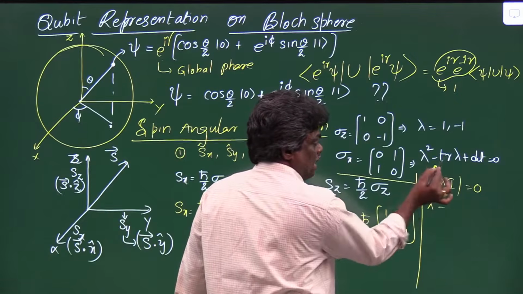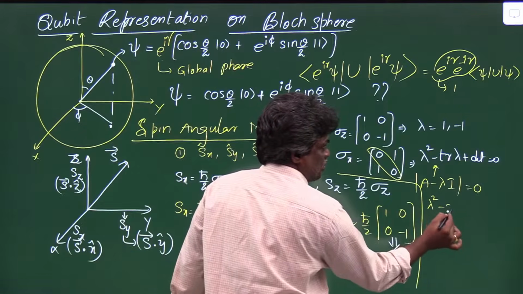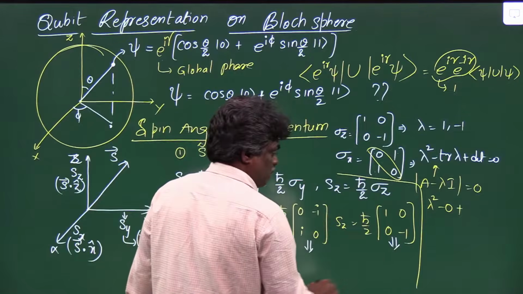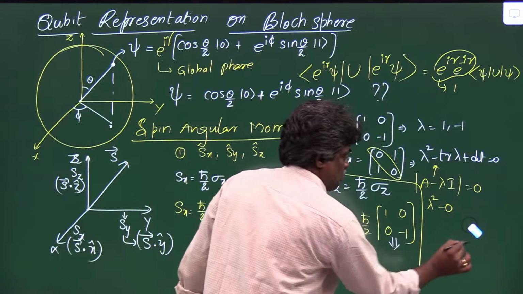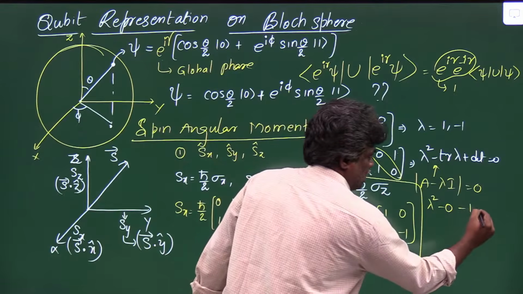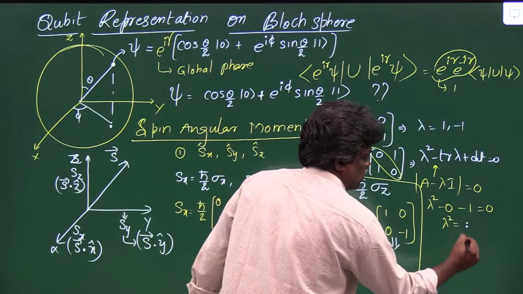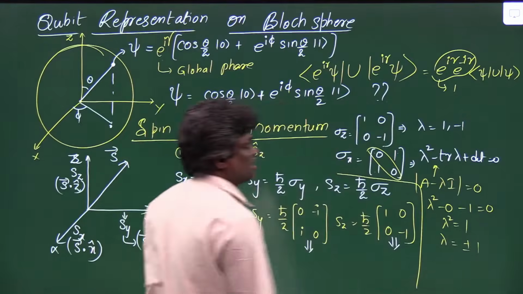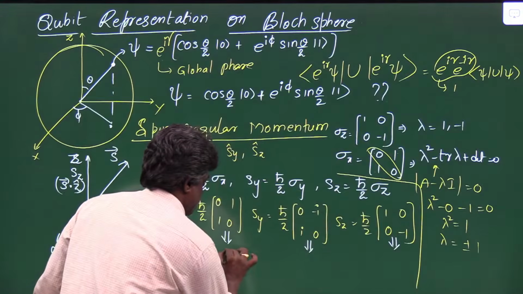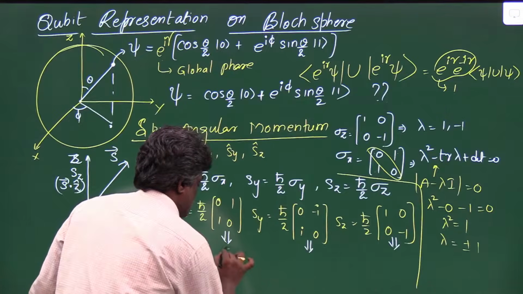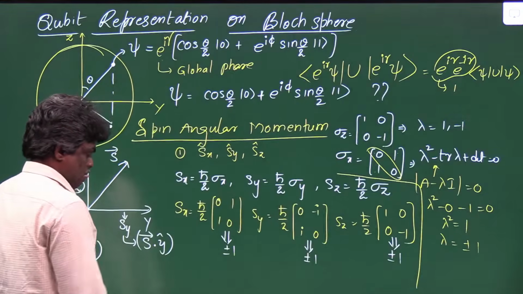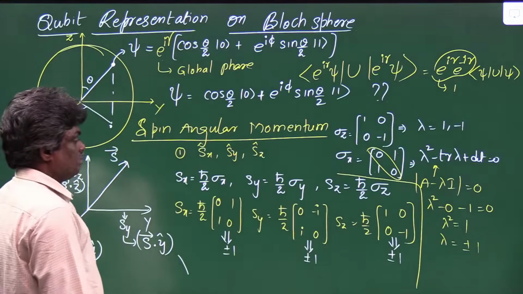Lambda square minus what is the trace? 0, plus determinant 0 minus 1, equal to 0. Finally, lambda square equal to 1, lambda equal to plus or minus 1. So finally, the eigenvalues of sigma x are plus or minus 1. Is it okay, sir? Now, sir, can you do it for y?